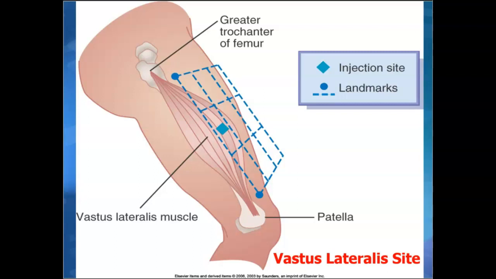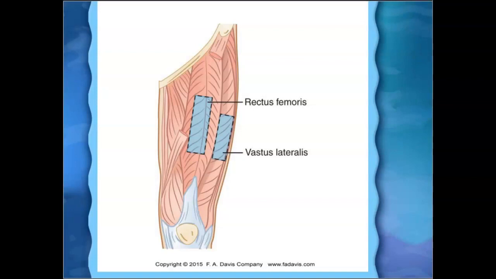You're going to find your greater trochanter of your femur as well as your knee, the top of your patella, right? And then you're going to put your 4 fingers from both hands, the top ones where the greater trochanter is at, and your other 4 fingers toward the bottom, right at the top of the patella. Your vastus lateralis injection site is going to be in between that, right? And we'll show you a really easy way to mark your landmarks in class, okay?